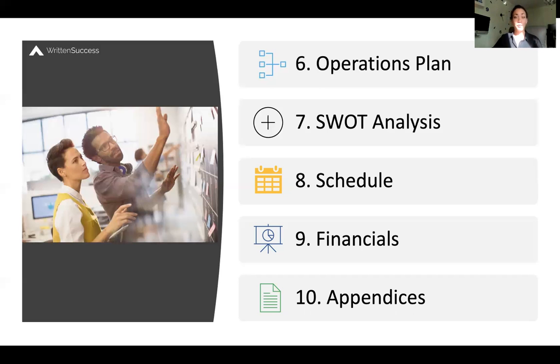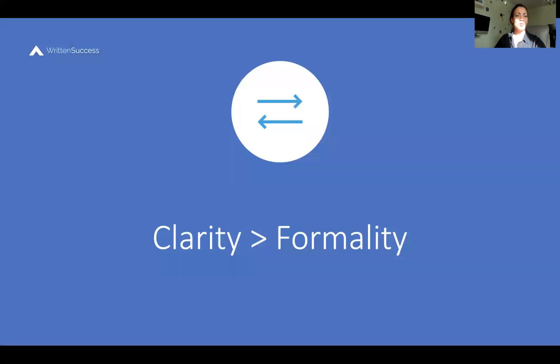All right, so those are the 10 sections. I will make sure these are available on the website as well. And let me go ahead and make one more point here.